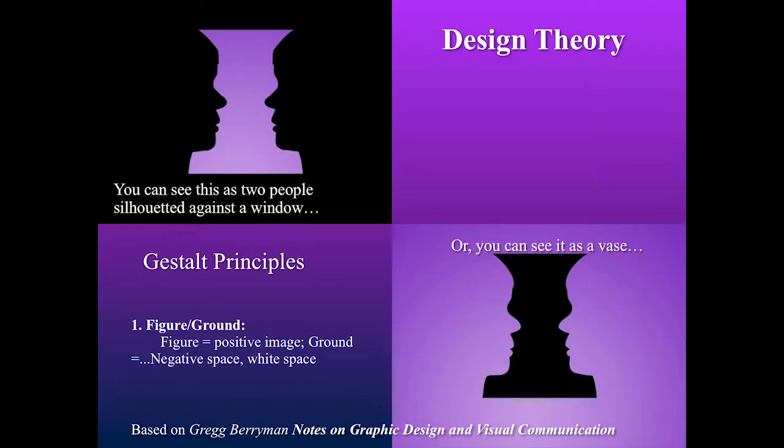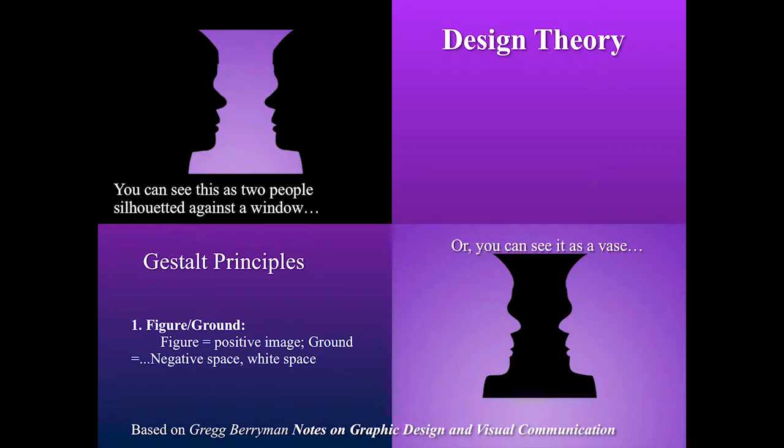Other design theory, Gestalt principles. Remember, the Gestalt principles are laid out, and we've got these principles that I've got here. There's 7 of them. Figure ground, so you've got a positive image, which is the figure, and then ground is the negative space or white space.